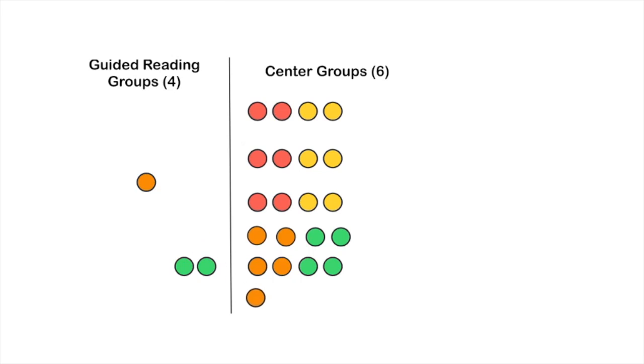Okay, so now what we have is 6 different centers groups. There's 4 kids in each group. They can work with partners who are about the same ability or a different ability than them. And when I pull a guided reading group, it's not going to affect the activity because most of my activities require only 2 kids. So that's what this would look like in an ideal scenario. This is kind of what we want to aim for.